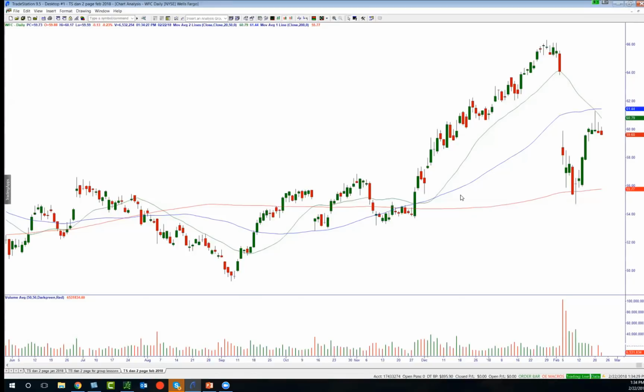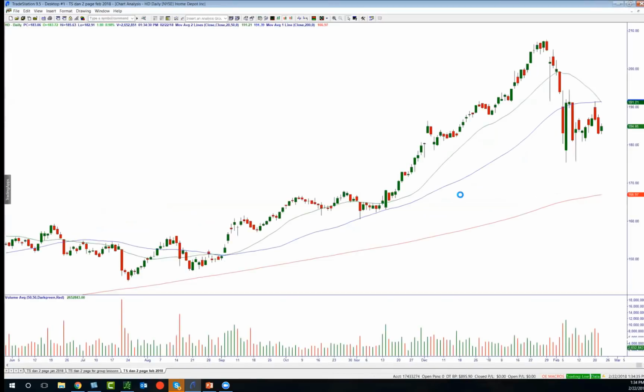And so here's one: Home Depot, which has a green day today so far. It's been struggling here after the big bottoming tail bar and the wide range bar up.